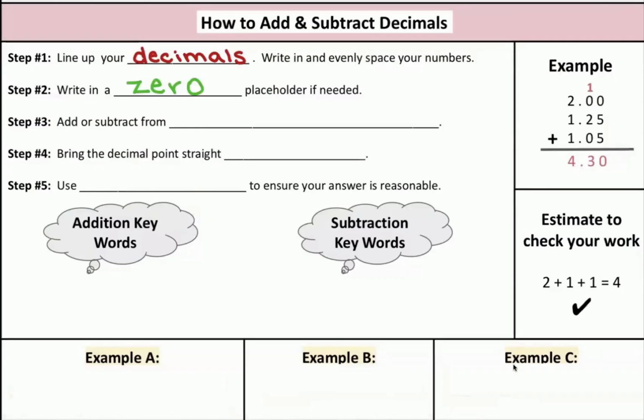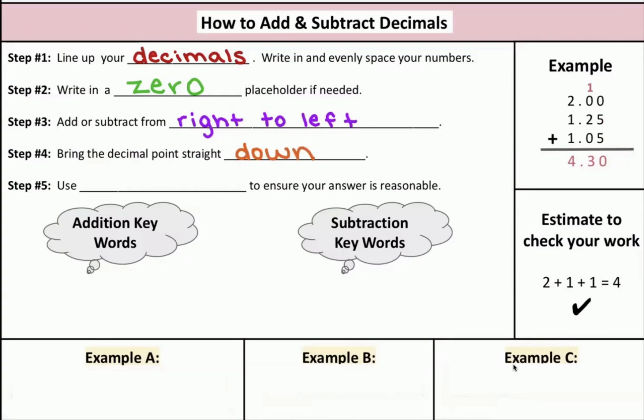Step number 2, write in a 0 placeholder if needed. You can see in this example, originally we were just adding 2, but to keep our decimals lined up, I added in 2 0 placeholders to make sure everything was super neat and organized. Our next step, step 3, is to add or subtract from right to left. So in our example, the first thing I did is I added 5 plus 5. You start on the right-hand side, and we'll practice this in just a second.